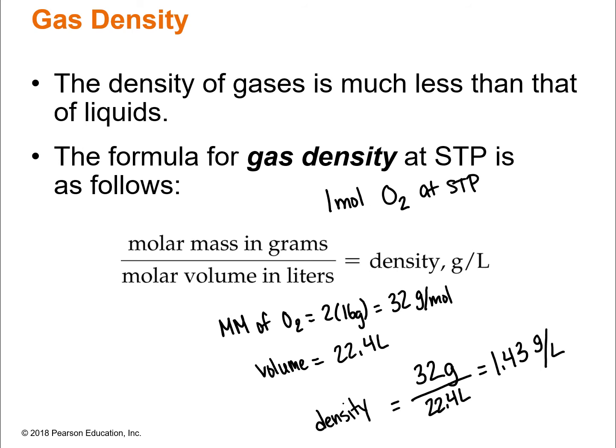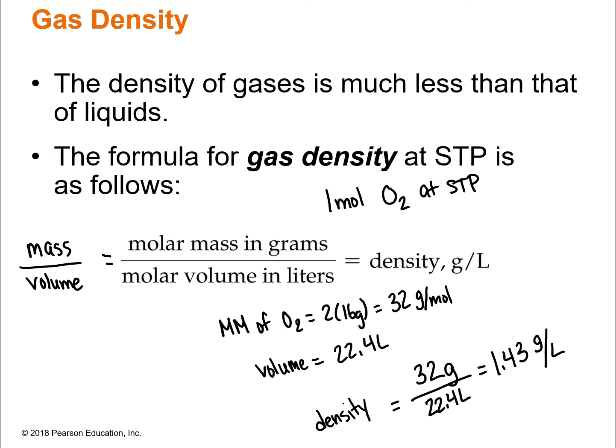Now remember from chapter, sure, I'll go over it again when I talk about density a little bit more. The other way that we can define density is simply mass divided by volume. So if you know the mass of the gas and the volume that it takes up, you can calculate the density. This is just a second way to do it.